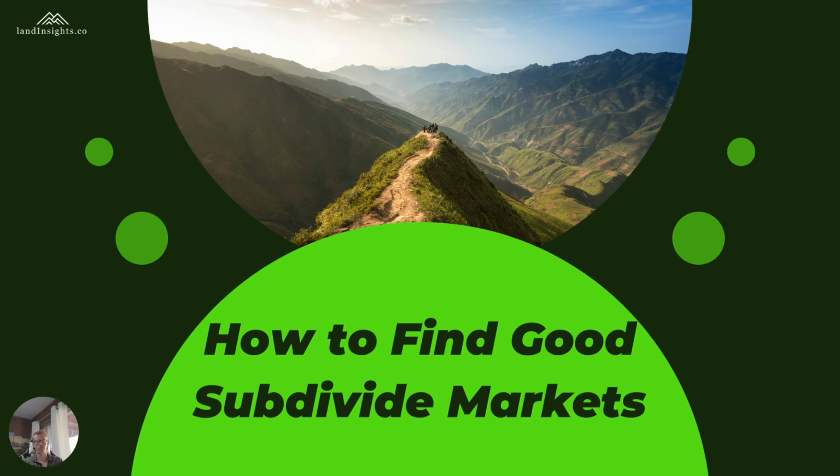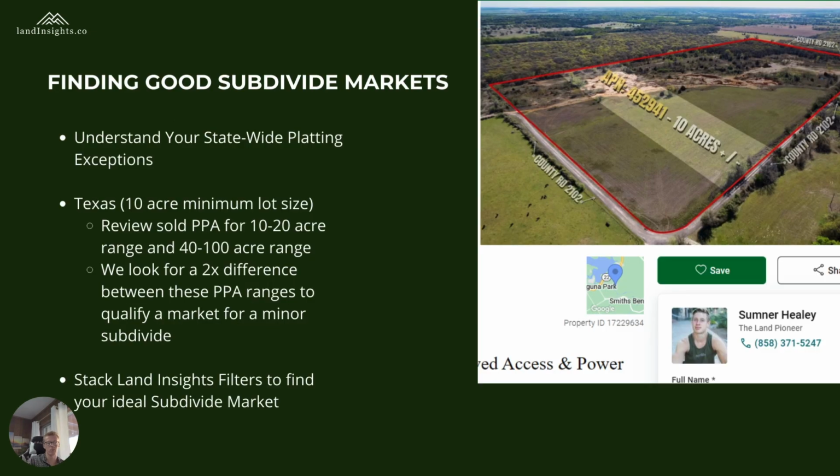Okay, now let's talk about how to find good subdivide markets. So maybe you've already done subdivides, maybe you've done minor subdivides, major subdivides. Maybe you haven't done a subdivide in your life. Maybe you've only flipped land. This is applicable to everybody. So let's say you wanted to find a good subdivide market in Texas. The first step is understanding your statewide platting exemption, especially when you want to do a minor subdivide. When you don't want a lot of rules you have to pass through, okay? You want to make sure it's a good investment and that you can do the subdivide you're dreaming of. So in Texas, the statewide platting exemption, as long as you're outside of city limits or outside of the ETJ, as long as you stay over 10 acres, you do not have to go through any of the platting requirements.